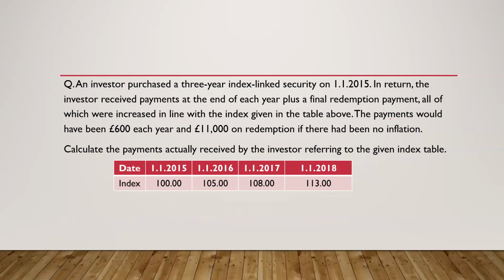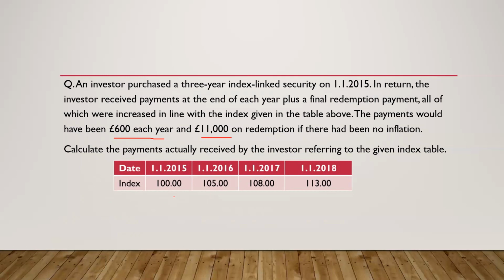You can see the payments would have been 600 each year. Now they have given the actual interest payment, which was 600, and the final redemption amount would be 11,000, if there had been no inflation. Okay. So these are the nominal values, considering there was no inflation, right? Now, if inflation is involved, you will get the real values. So how will you obtain those real values? You will calculate the payments actually received by the investor referring to the given index table.